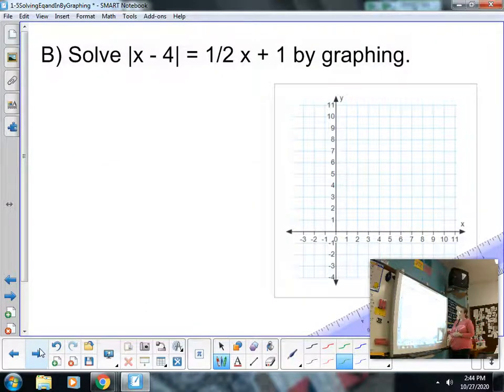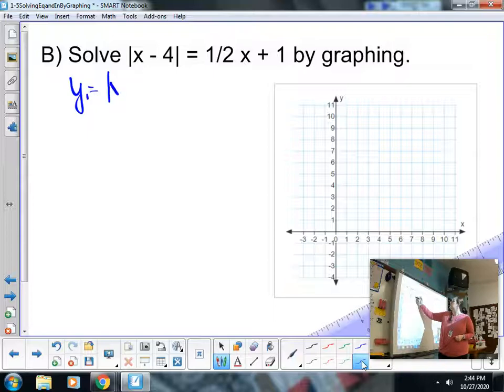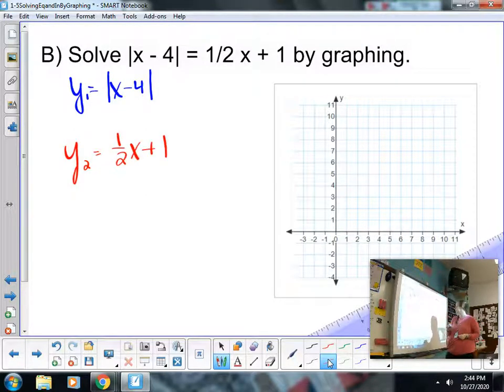So here's part B. Again, I'm going to separate this into 2 different equations. My y1 is going to be the absolute value of x minus 4. My y2 is going to be 1/2 x plus 1.